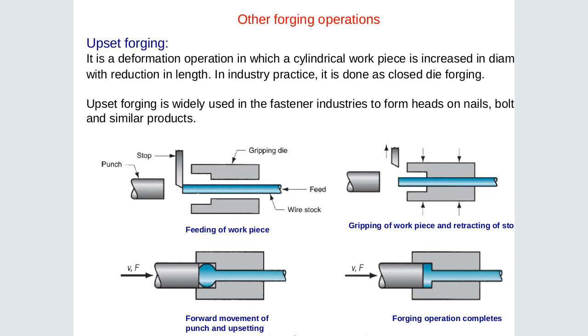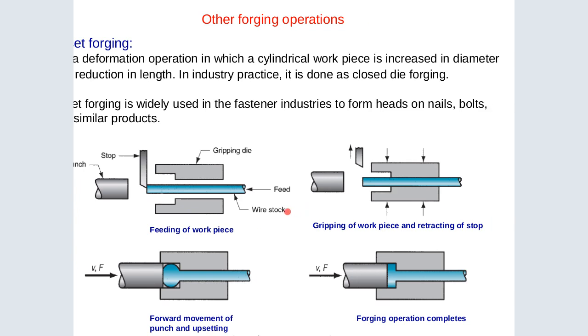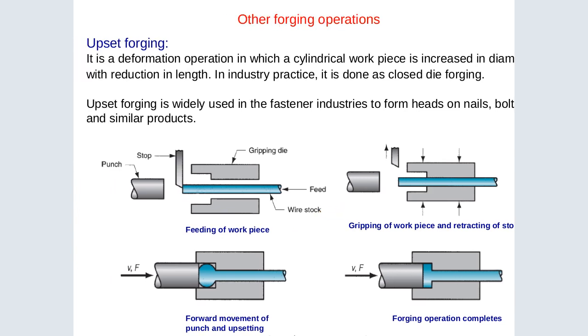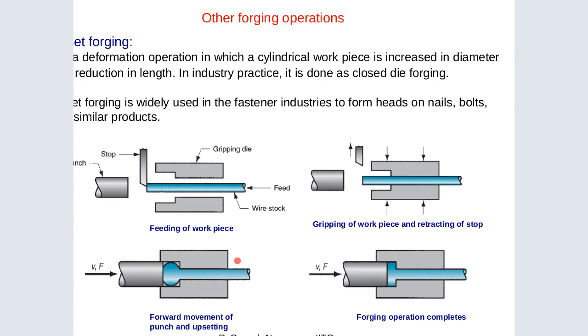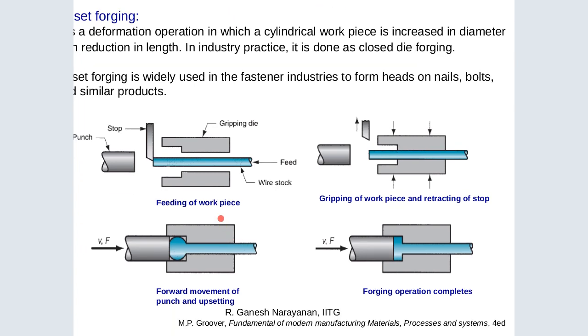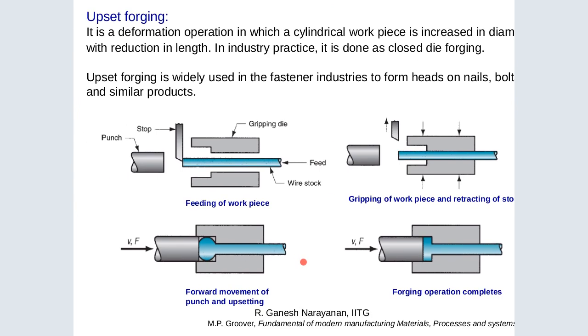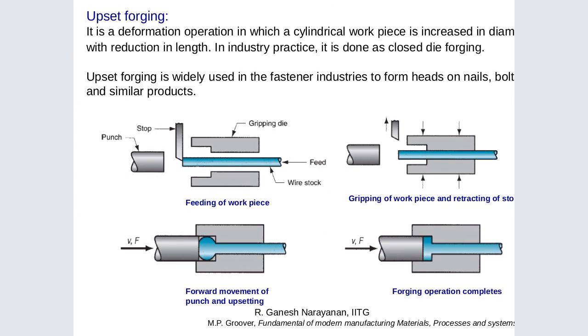Upset forging. Now you can see other forging operations. We have upset forging. It's a deformation operation in which a cylindrical workpiece is increased in diameter with reduction in length. In industry practice, it is done as closed die forging. Upset forging is widely used in the fastener industries to form heads on nails, bolts, and similar products.